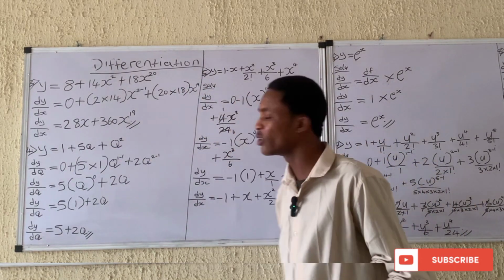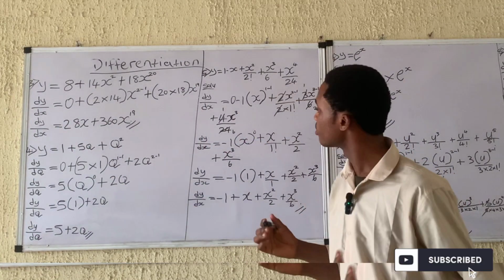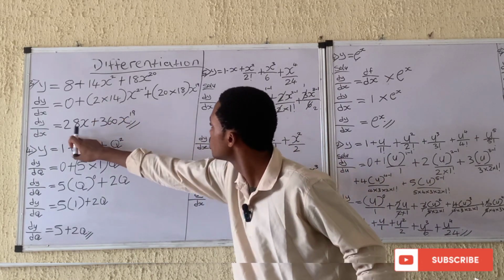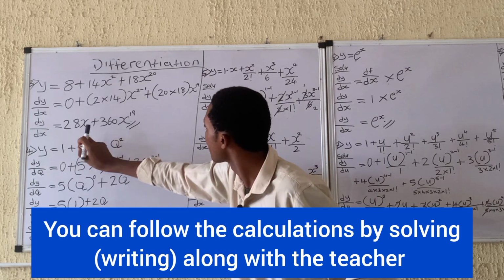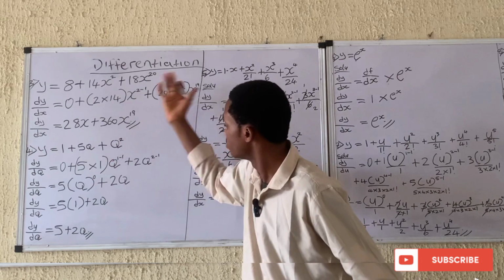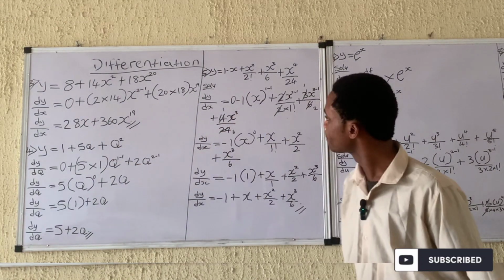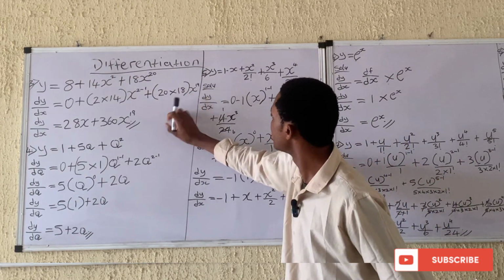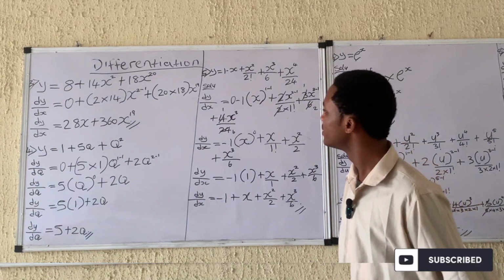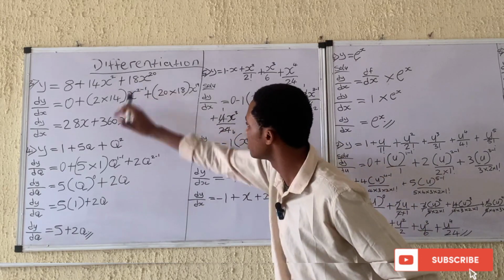Now, dy/dx equals, 0 is already 0, so that is out of the equation. 2 times 14, 2 times 4 is 8. Now, repeat the x here, 2 minus 1 gives us 1. That's how we got 28x plus, now, let's move to this one. 20 times 18 gives you 360. 360x to the power 19. This is the answer for this question.